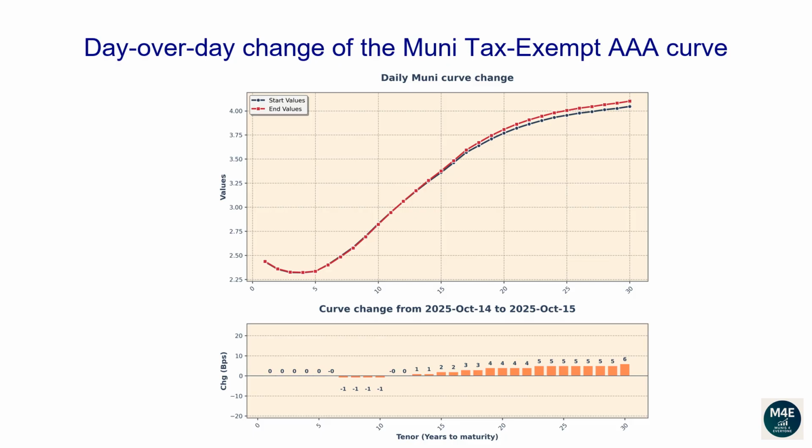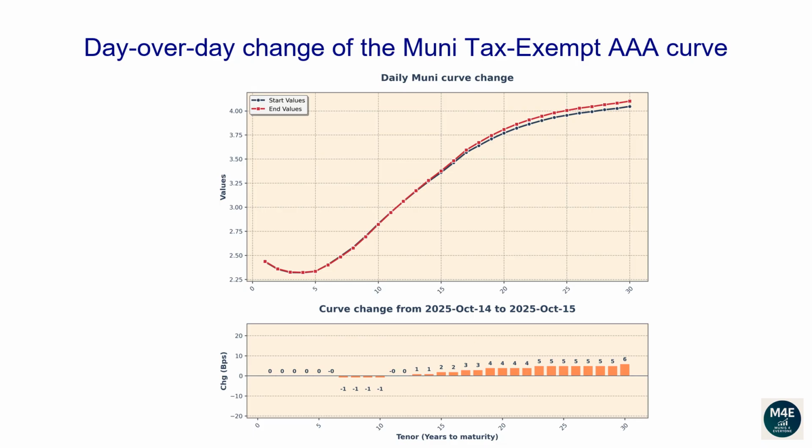Let's now go over how the Muni AAA tax-exempt curve has changed since the prior business date. The graph displayed on the top-hand side shows the most recent curve versus the prior day curve. The bar plot on the bottom-hand side shows instead the difference between the two curves in basis points. The one-year tenor changed 0 basis points.